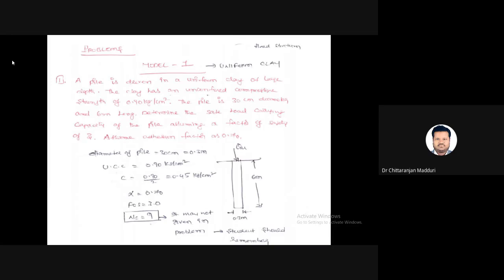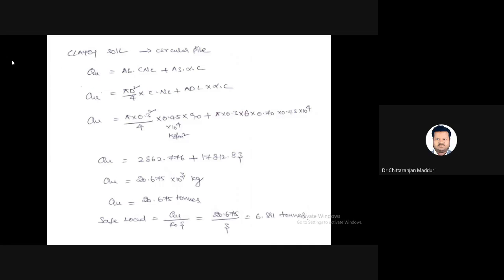Here a pile is extending in a homogeneous soil, a uniform clay deposit, up to 6 meters. The diameter of the pile is 0.3 meters and the other soil parameters are also given in the problem. We need to find the load carrying capacity of the pile. It is a circular pile, so we have the formula Qu equal to pi d square by 4, where d is the diameter of the pile at the bottom. The pile has a uniform diameter.